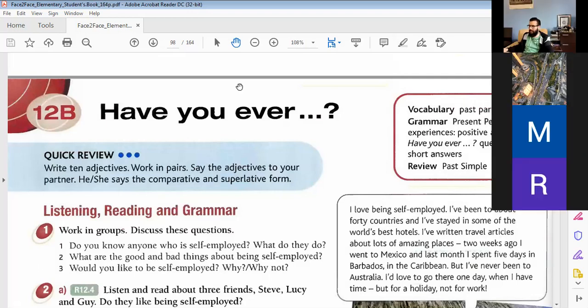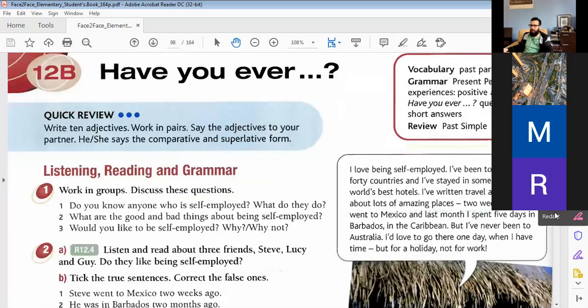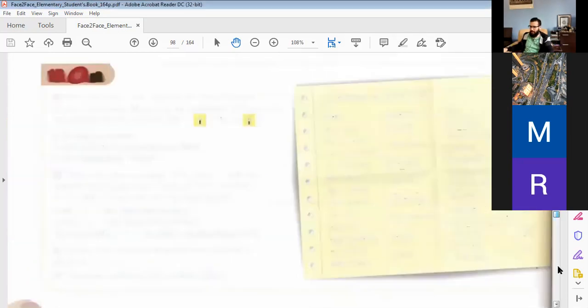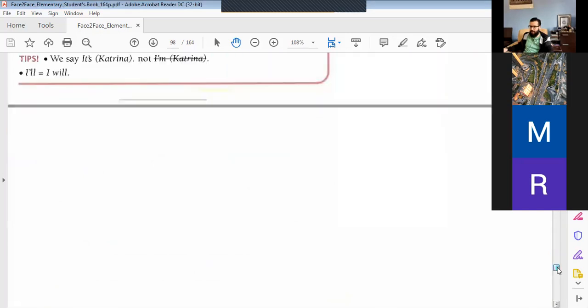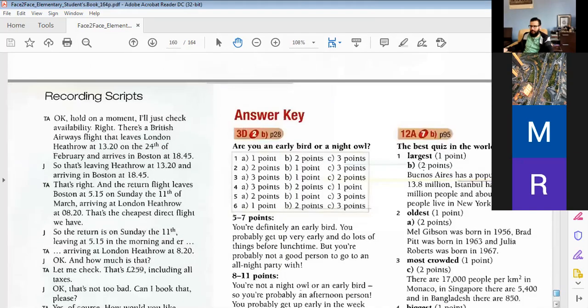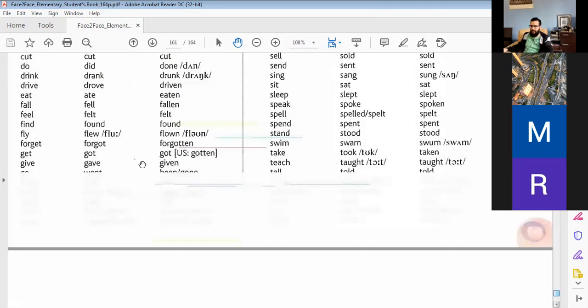Yes, it's a third form that we will learn, and we have a table at the end of the book, let's show it to you. There's a table on page 98. Let me just show you the table. Can you see? Where is it? Okay, can you see this table?